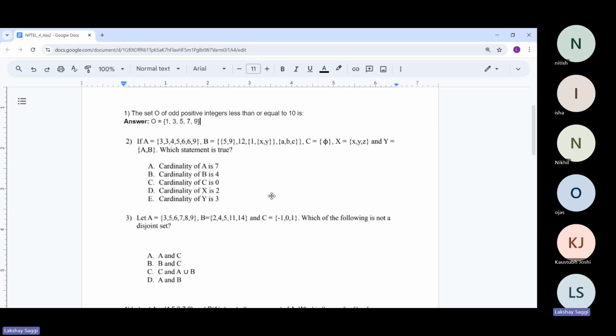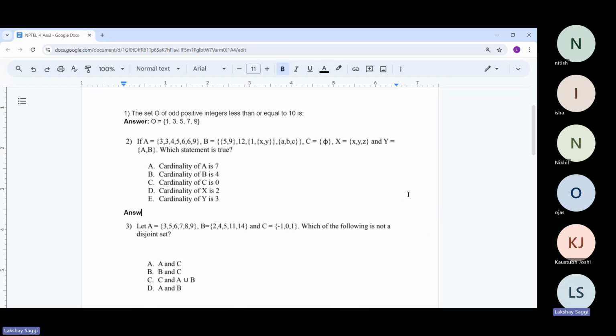Okay, so I guess we can get started with the second question, which is a better question. The second question says that suppose we are given the set A as 3, 3, 4, 5, 6, 6, 9. The set B is the set which contains sets as elements also.